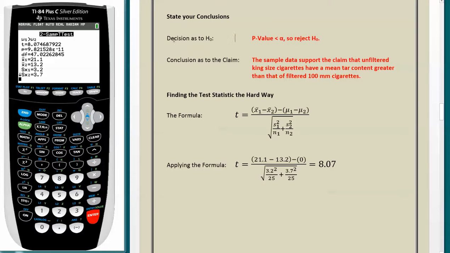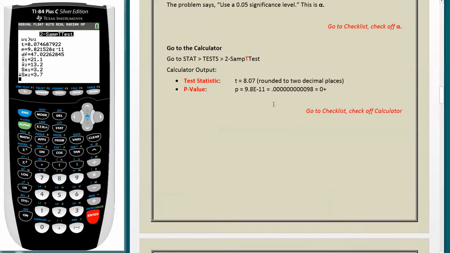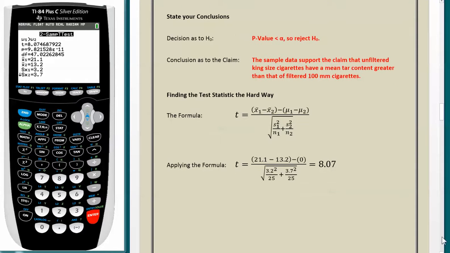So first is our decision about H0, the null hypothesis. And that is that the p-value is less than alpha, so reject H0. Again, the p-value was 0 plus, and alpha, we see up here, was 0.05. So the p-value was less than alpha, so we reject H0. I always say that is the most important rule in the whole course.